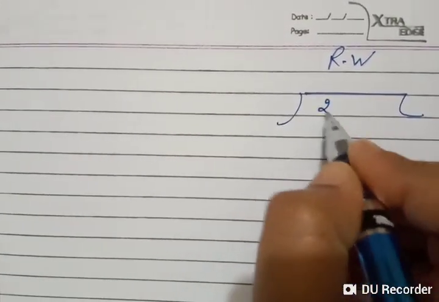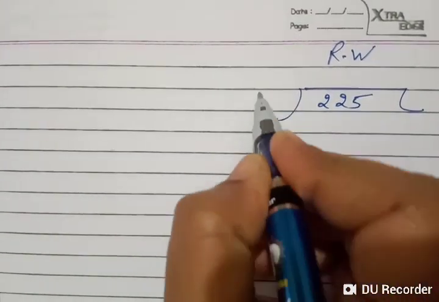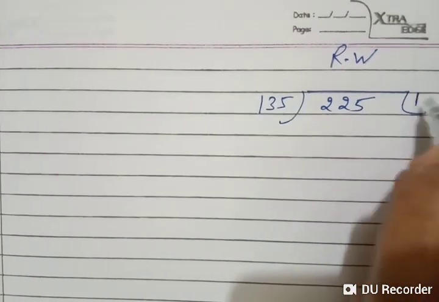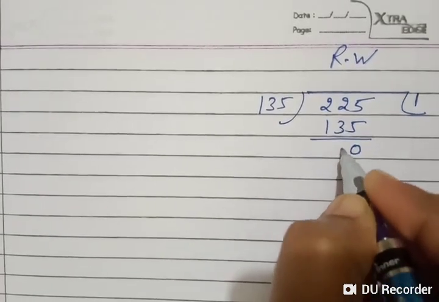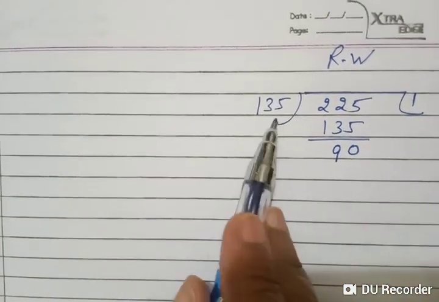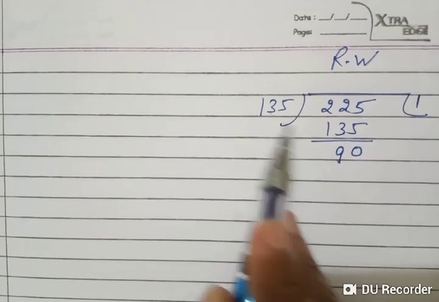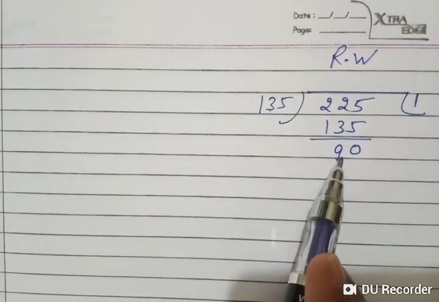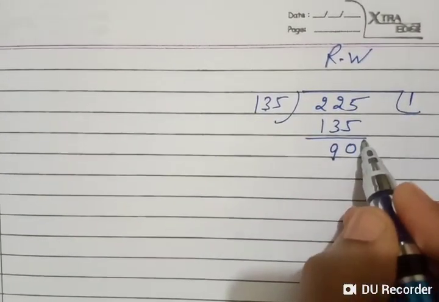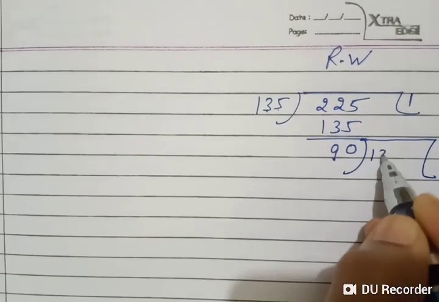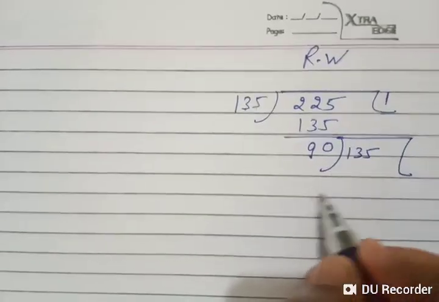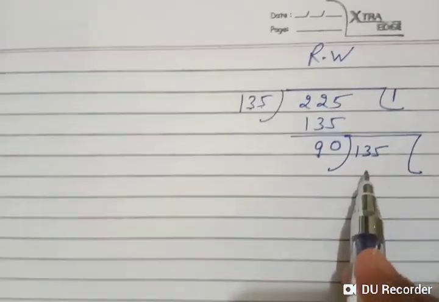First of all, we'll do rough work. If I divide 225 by 135, what will I get? 135 ones are 135. Then subtracting, 225 minus 135 is 90. As soon as I get a remainder less than 135, this 90 is less than the divisor. So this will become the new divisor and 135 will become the dividend. You have done this in your lower classes. This is called HCF by long division method.